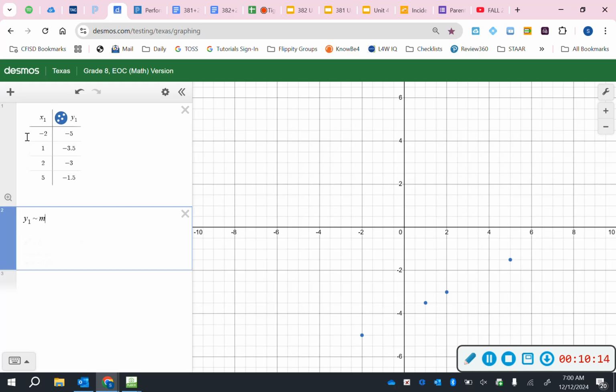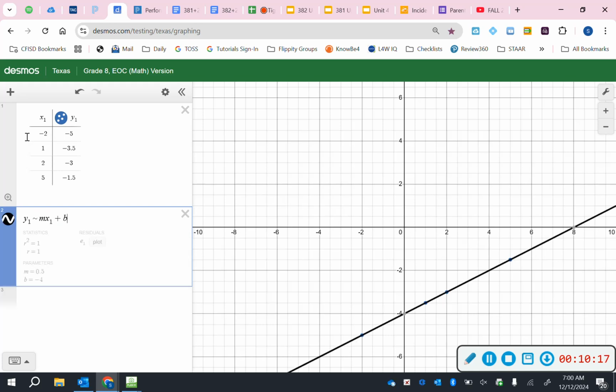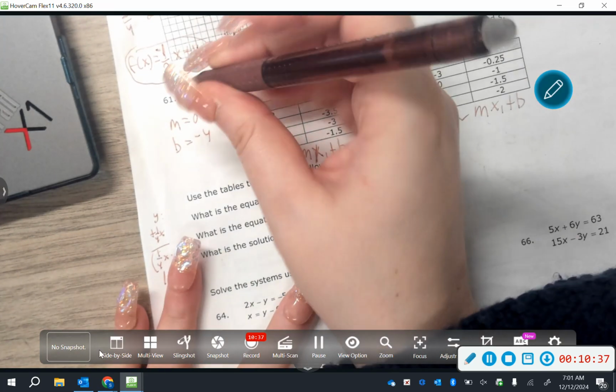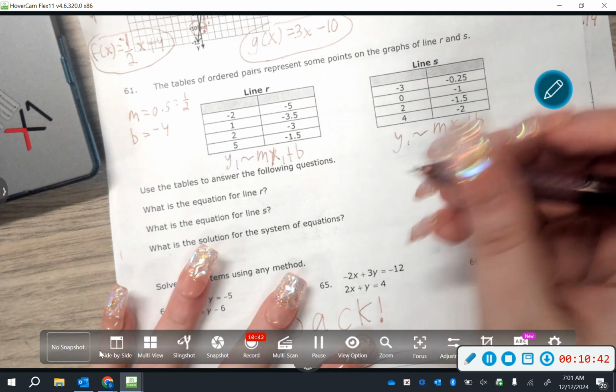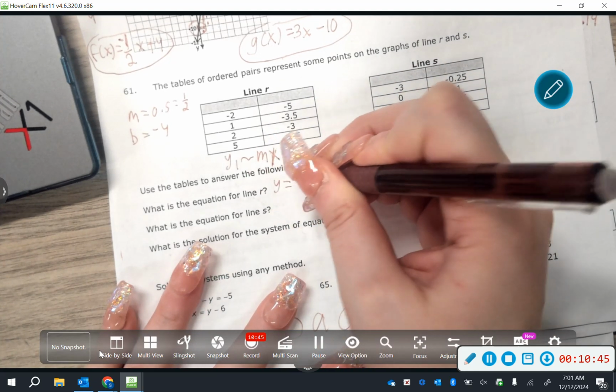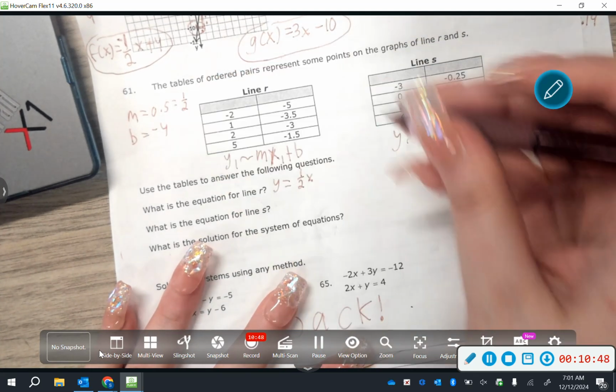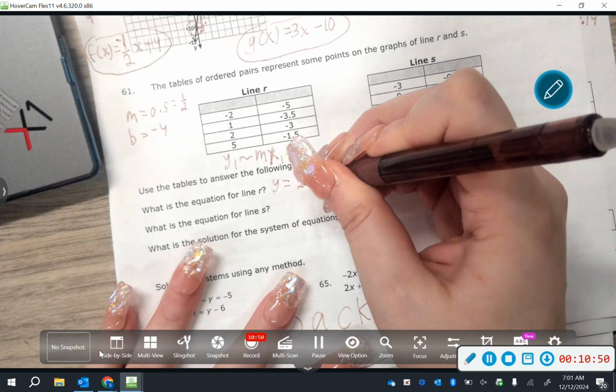Y1 squiggly line, mx1 plus b. So my m is 0.5. My b is -4. I'm going to go ahead and change my 0.5 into a fraction. Click this fraction button. It's the same thing as 1/2. So my equation for line R would be y equals, our slope is 1/2, so it's going to be 1/2 x. My y-intercept is -4.